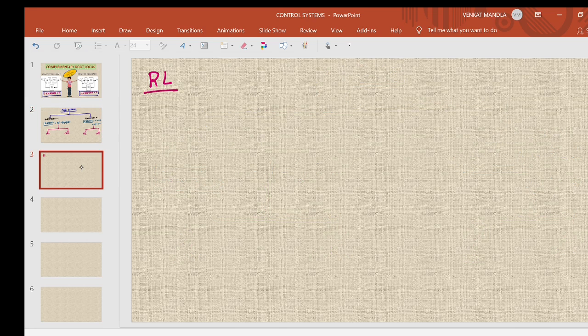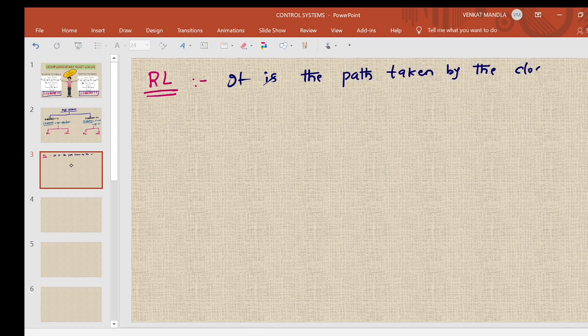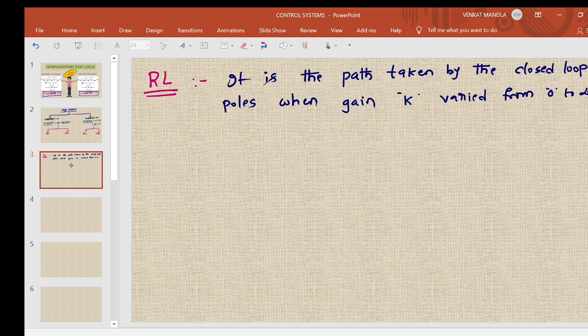First, root locus. It is the path taken by the closed loop poles when the gain K is varied from 0 to infinity. That is, K is positive. K is varied from 0 to infinity means K is varied from 0 to some positive values.